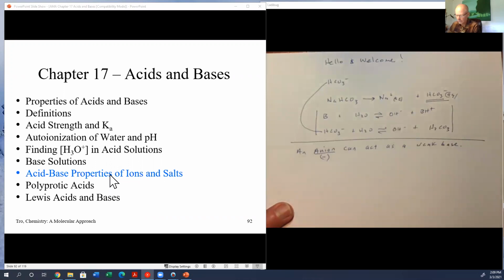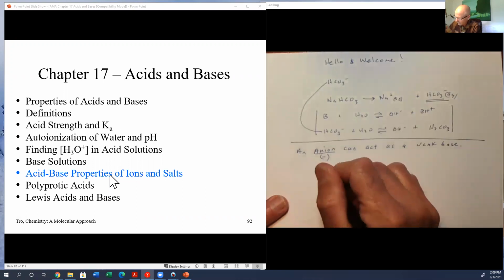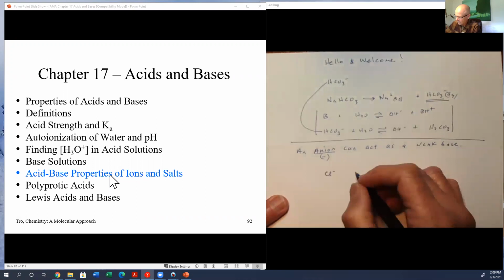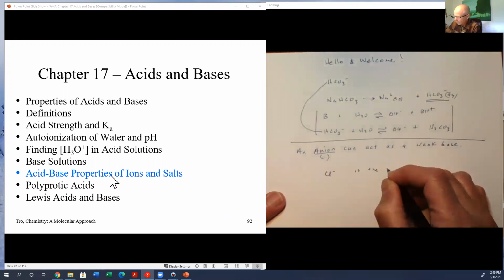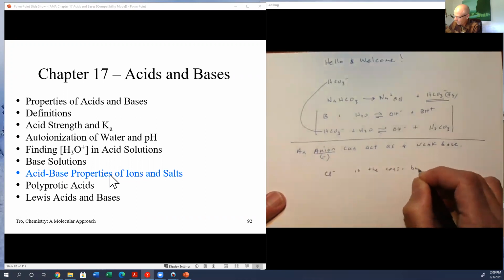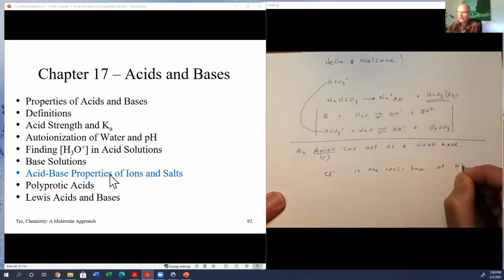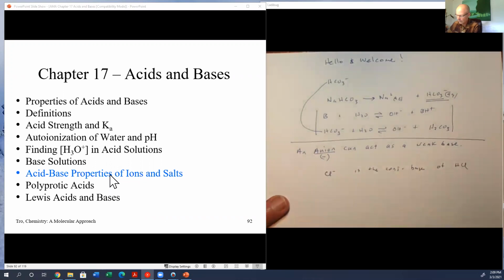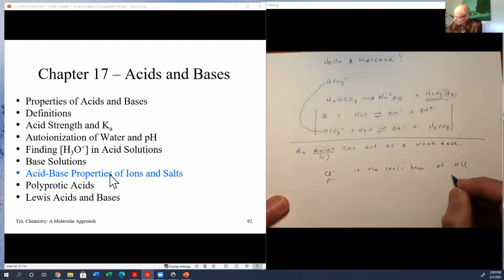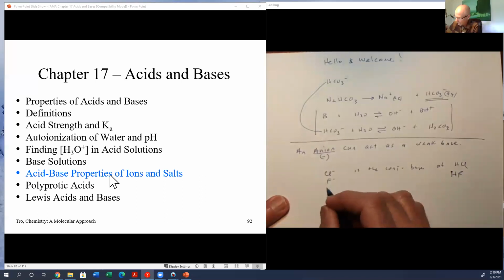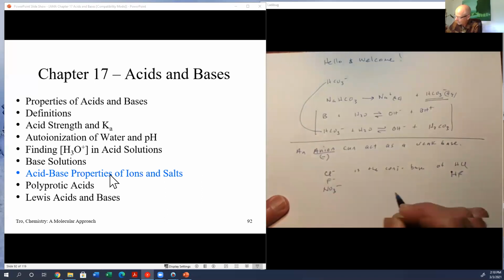Well, every anion can be thought of as the conjugate base of an acid. So for example, Cl minus is the conjugate base of HCl, right? Similarly, F minus is the conjugate base of what acid? HF, right? NO3 minus is the conjugate base of what acid?